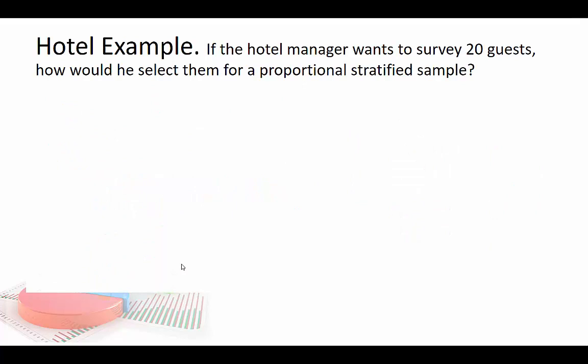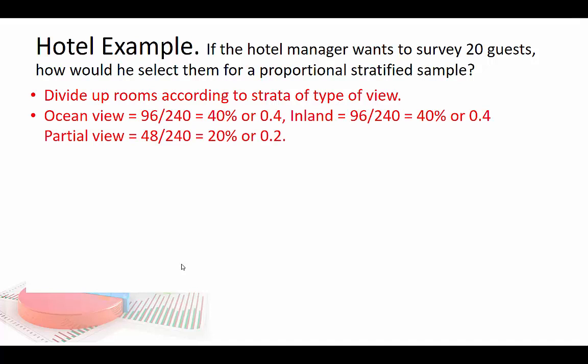So if he wanted to create a stratified sample, how could he do it in a proportional stratified sample? Well, we can divide up the rooms according to type of view and look at what percentage they make up. We've got ocean view is 96 out of 240. Actually, I'm pretty sure that's 240. Let's see, 240. Yes, 96 out of 240. I said 244 before. And you have inland is also 40% or 0.4, and partial, which is 20% or 0.2.